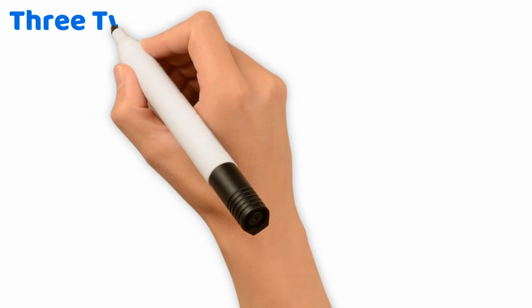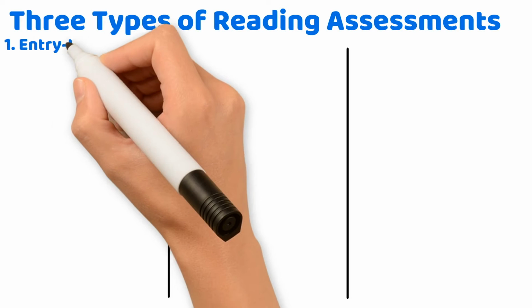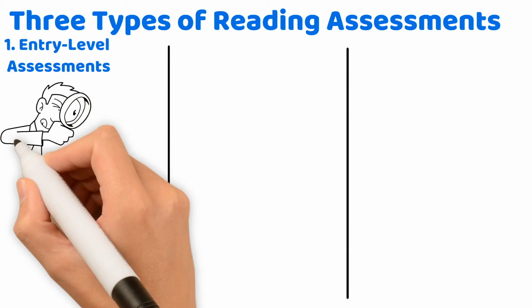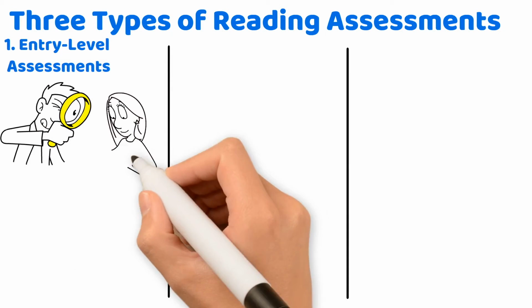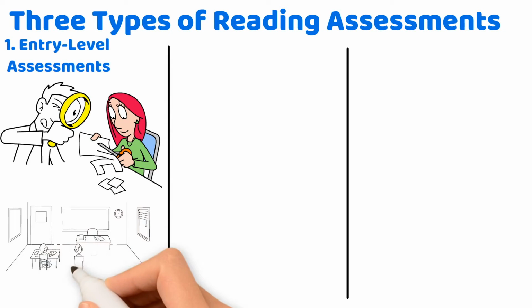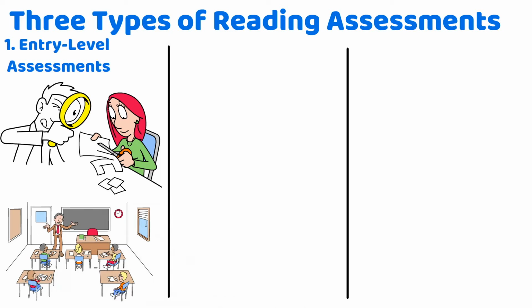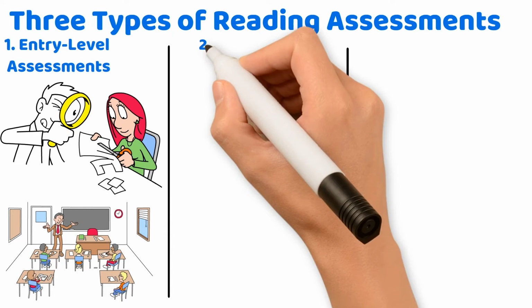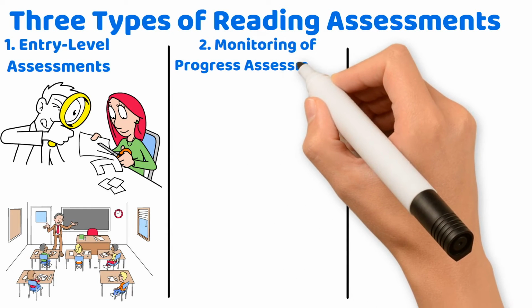Three types of reading assessments. 1. Entry-level assessments. These are conducted before a new lesson or unit to gauge what students already know about the upcoming material. For example, a teacher might use a quick quiz to assess prior knowledge before starting a unit on poetry.